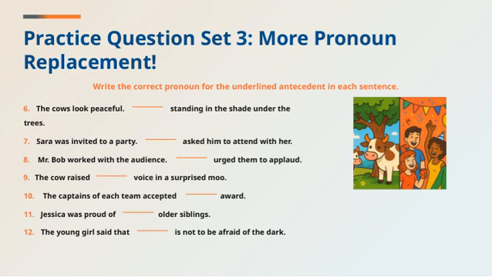Slide 8 shows Mr. Bob working with the audience, emphasizing engagement and interaction, while someone asked her to attend an event with her. Moving to slide 7, we see Sarah invited to a party, which shows social invitations and connections. Lastly, on slide 6, we are asked to write the correct pronoun for the underlined antecedent in each sentence, reinforcing our understanding of pronoun replacement, a key skill in clear, effective communication.